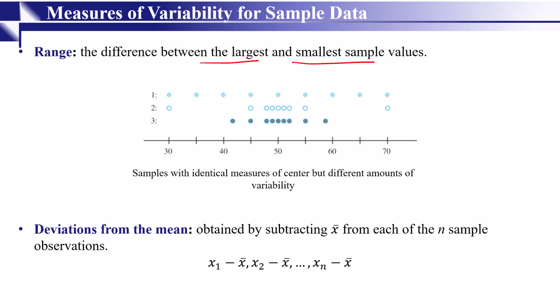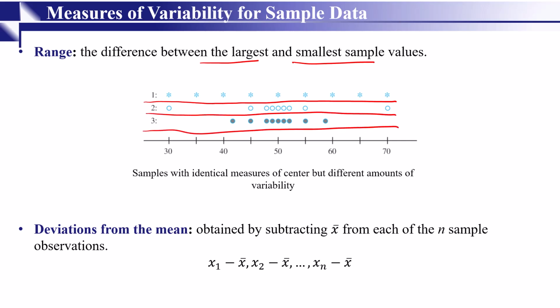In this figure, we have 3 data sets, right? Data number 1, data number 2, and data number 3. So these are 3 samples. The range of sample 1 is much larger than that of sample 3, because the range of 3 is this much, but the range of 1 and 2 is this much, right? So this reflects more variability in sample number 1 compared to sample number 3.